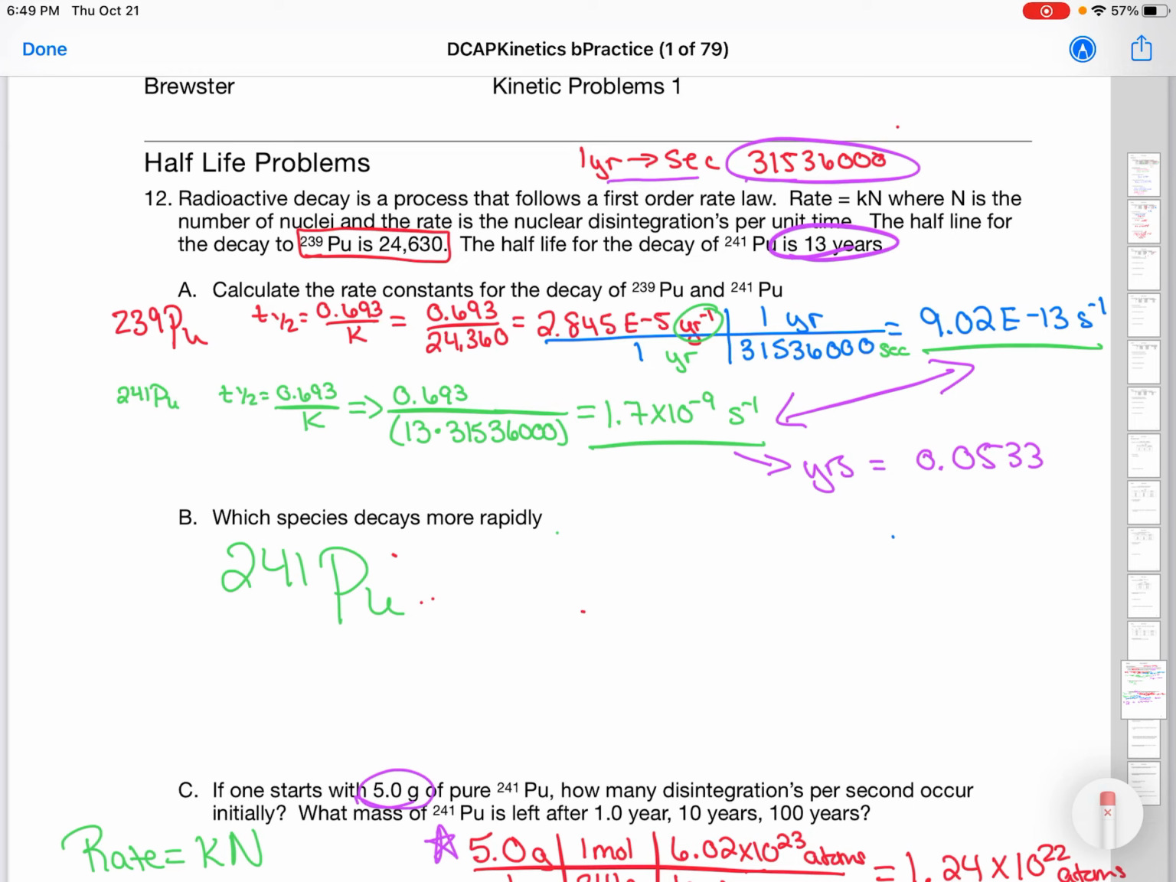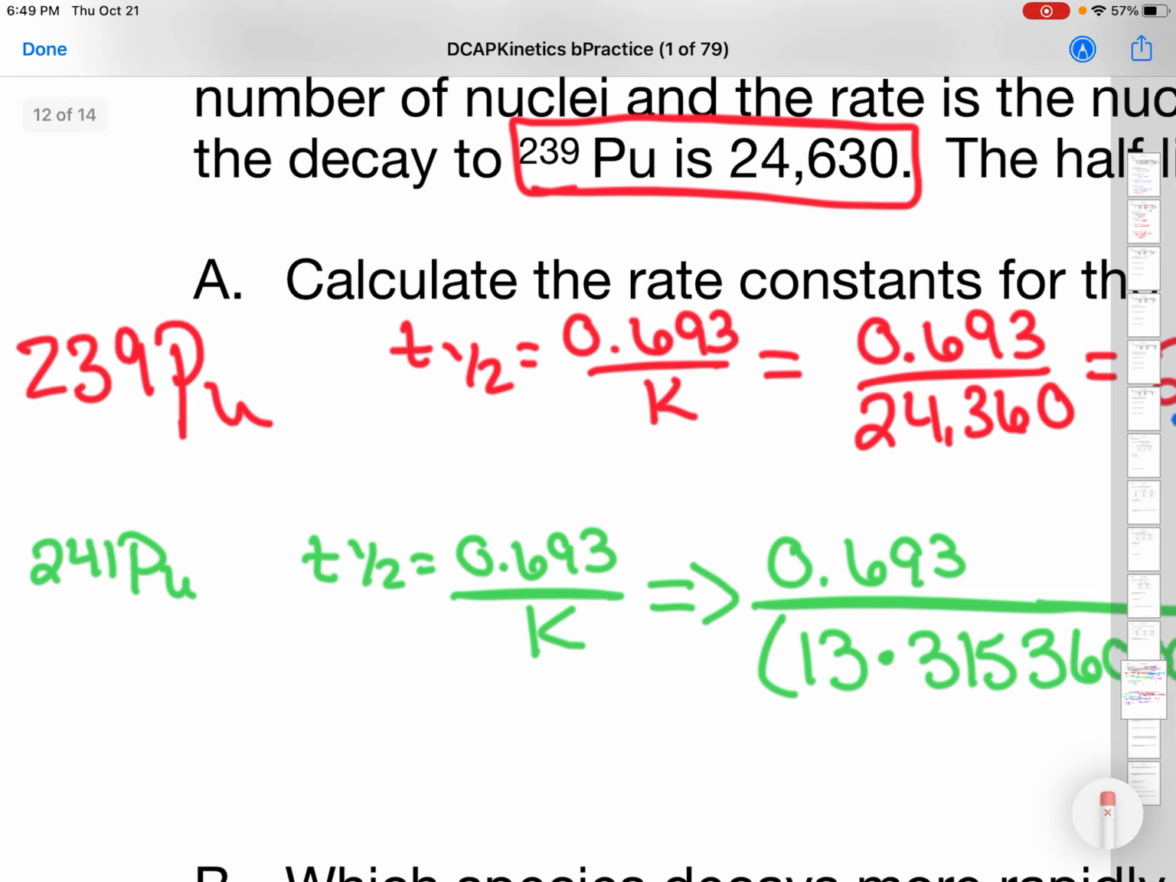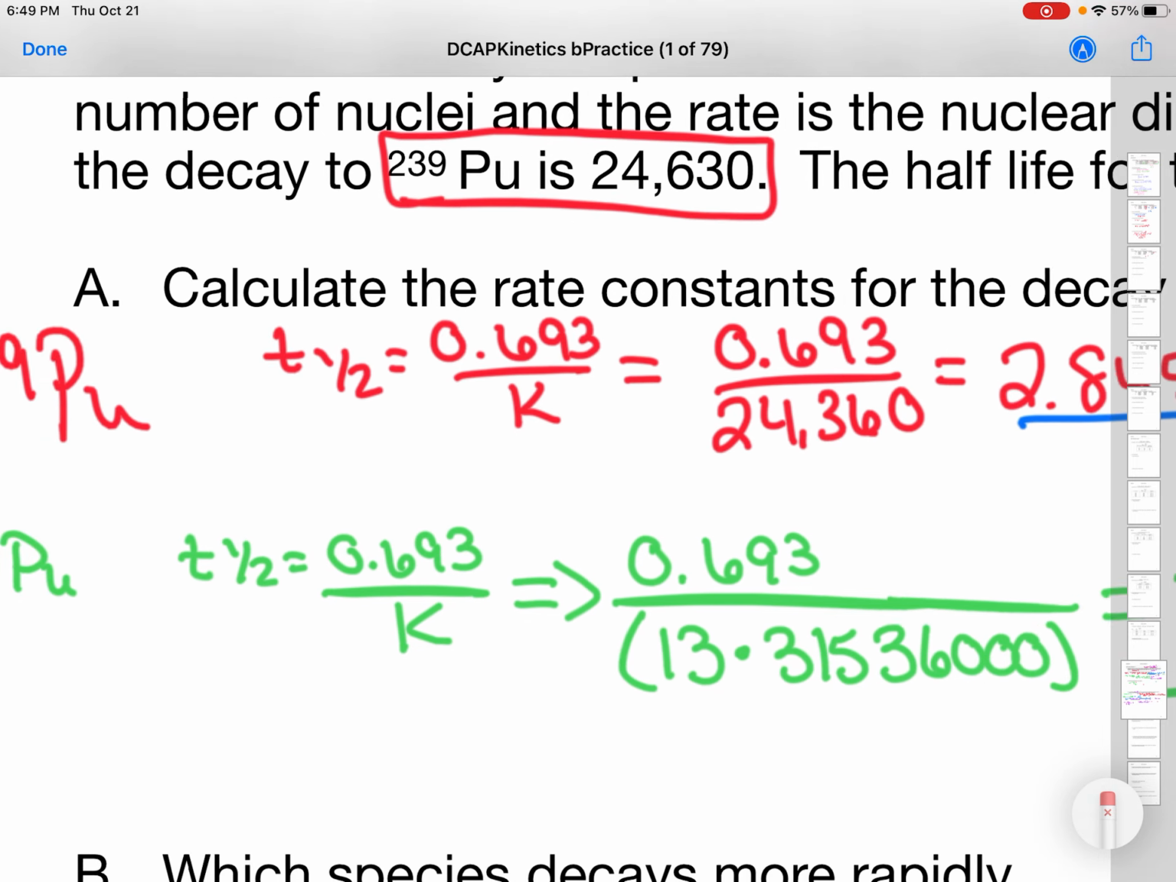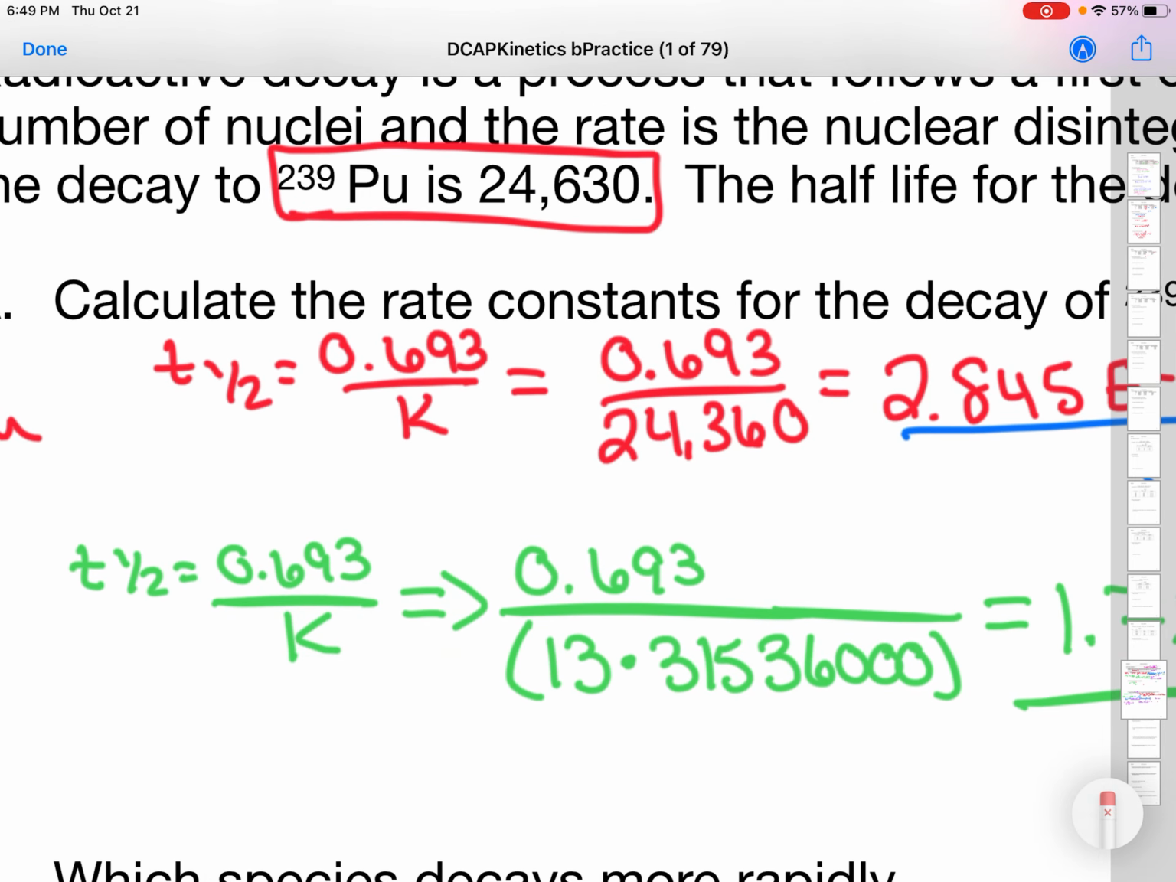So a little bit of homework help. I've already kind of pre-done some of this stuff for you. The first part of this is getting your half-lives. You've got plutonium-239. You're going to be using your half-life equation, T1/2 equals 0.693 over K.